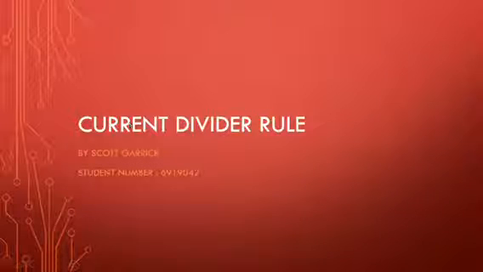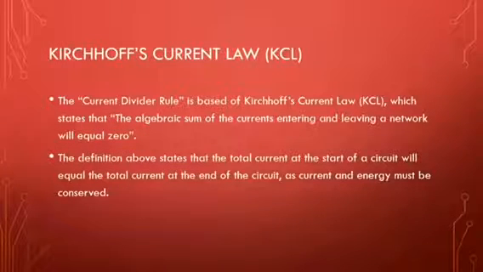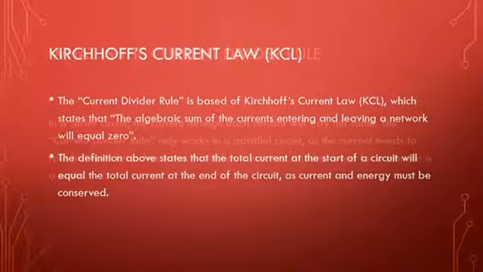Today I'll be talking about current divider rule. The current divider rule is based off Kirchhoff's current law, KCL, which states that the algebraic sum of currents entering and leaving a network will equal zero. The definition above states that the total current at the start of a circuit will equal the total current at the end of a circuit, as current and energy must be conserved.